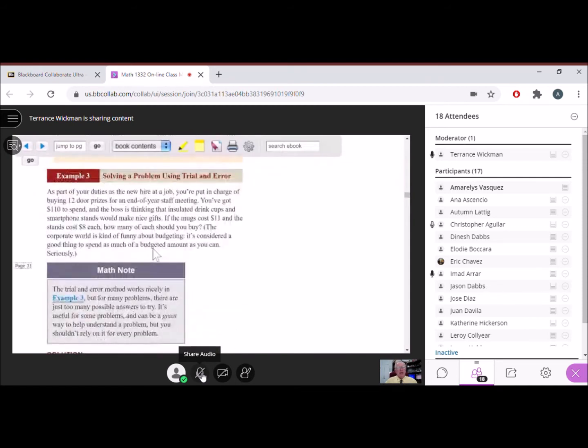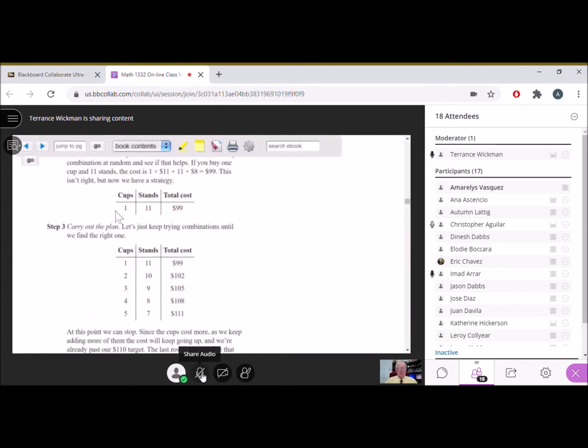The trial and error problem, in which your duty as a new hire is to find and purchase 12 door prizes for a staff meeting. They give you $110 to spend. The boss wants some insulated drink cups and a smartphone stand. The mugs cost $11 and the stands are $8. How much of each should you buy? Again, you have to buy a total of 12. But this is the diagram way to do it.